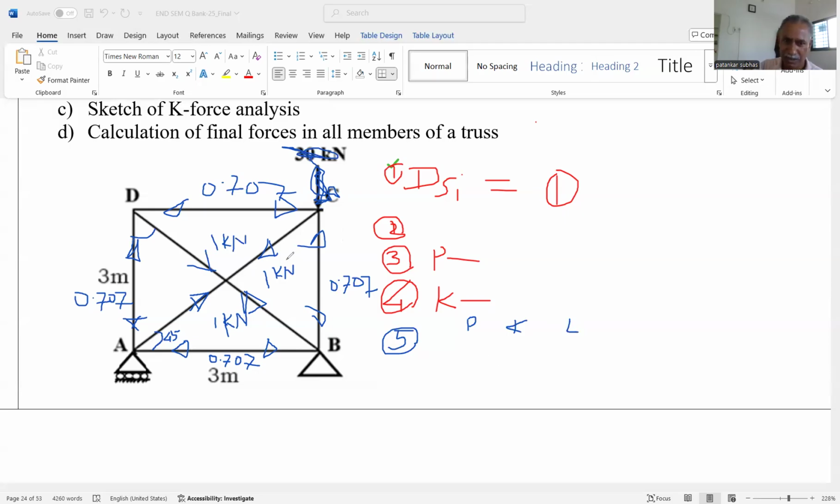The value of area is the same. Therefore, we can consider PKL. Summation of this for all the 6 members, divided by A multiplied by E. We get the deflection. But here we want the forces in all the members, not the deflection. Okay. So what is the change? Here the change is, we have considered the table in which P is there, K is there, L is there.